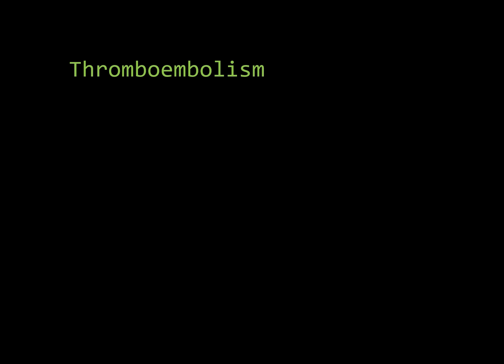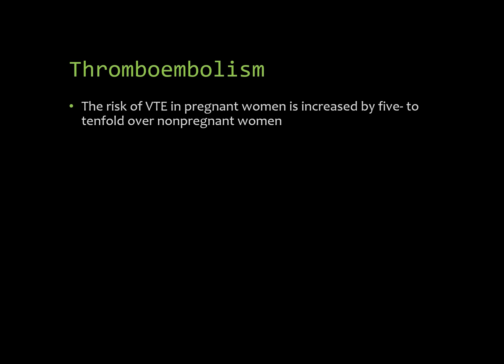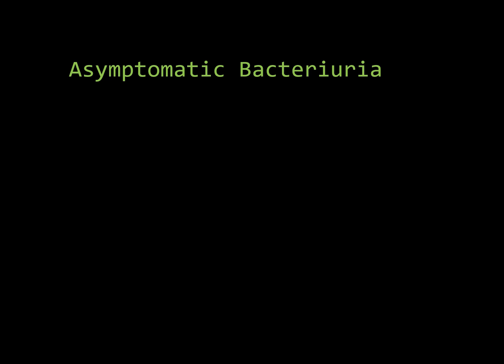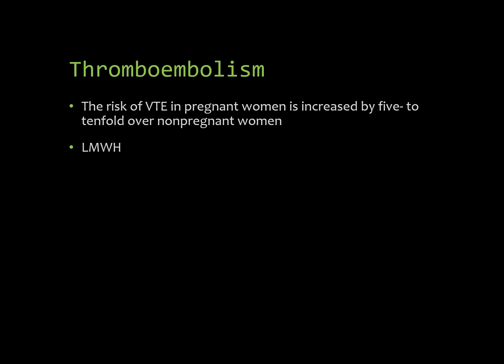Pregnant women are more prone to thromboembolism. That's one of the physiological changes. Venous thromboembolism in pregnant women is increased by 5 to 10 folds over non-pregnant women, and the drug of choice is low molecular weight heparin here, because we should not use oral anticoagulants. They're very dangerous. Low molecular weight heparin is a very large molecule, and it will not cross the uteroplacental barrier and can be safely given.